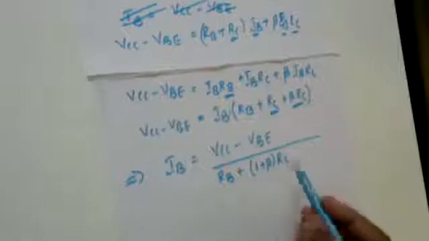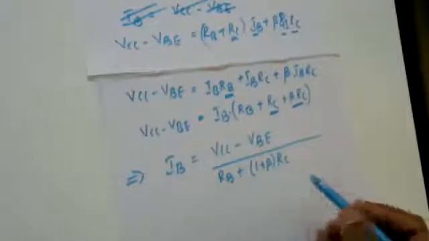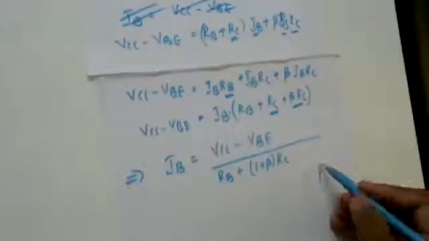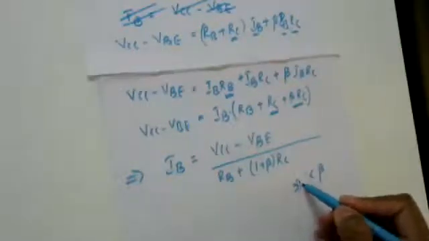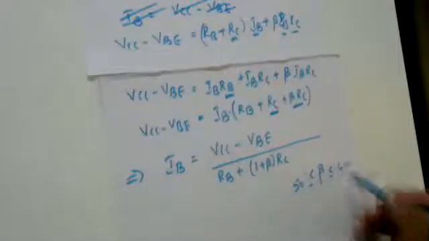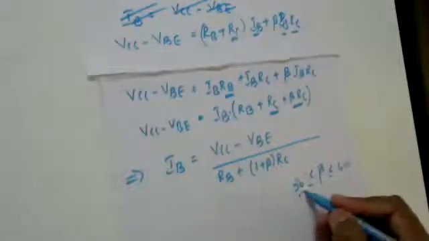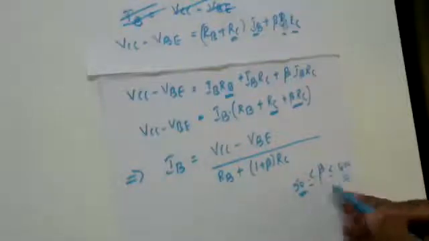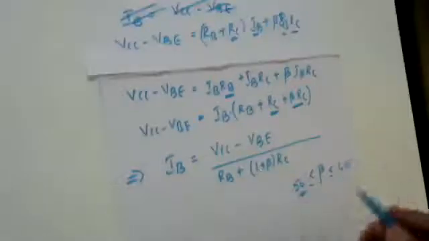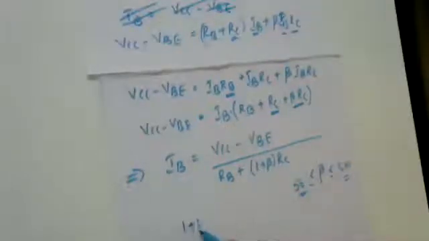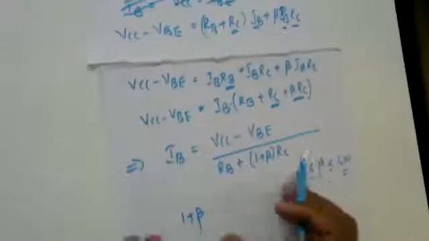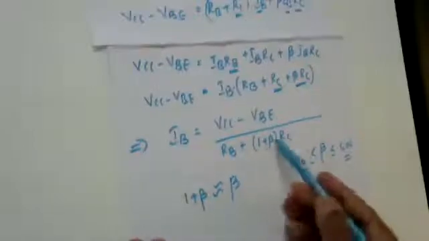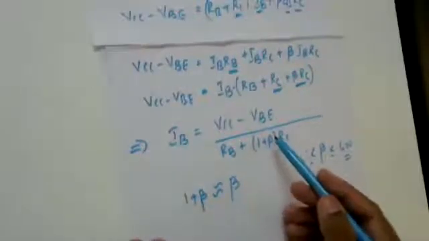Now I know the value of beta. Beta can take any value greater than or equal to 50 and less than or equal to 400, so it is in this range of 50 to 400. When I compare this value of beta with 1, I can simply say that 1 plus beta is almost equal to beta only. Then why make the system complex by writing it as 1 plus beta?